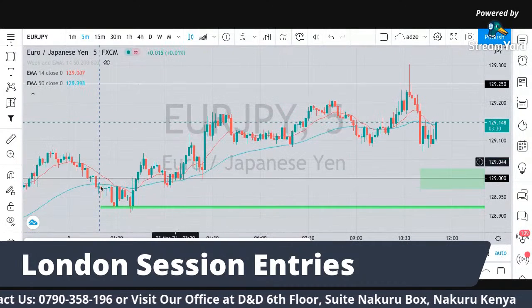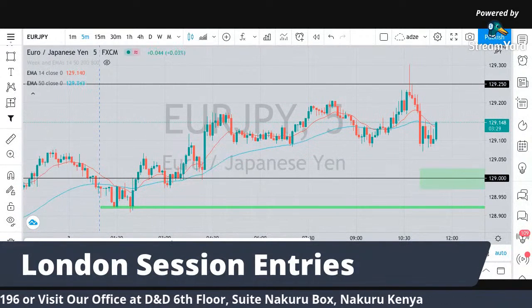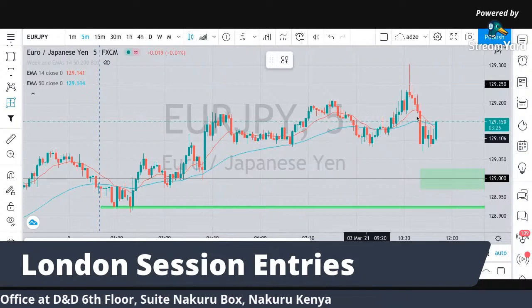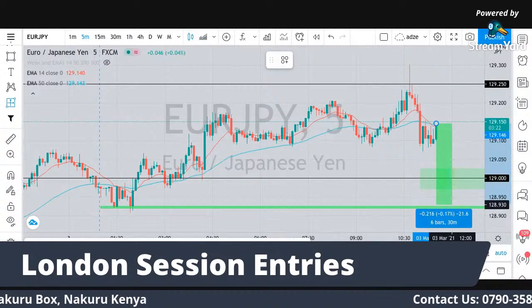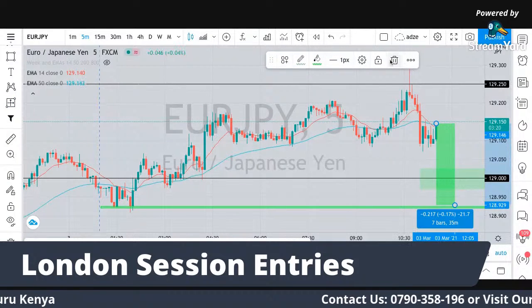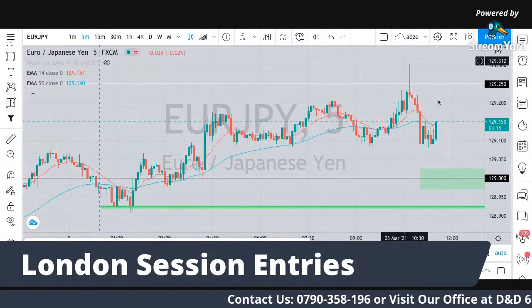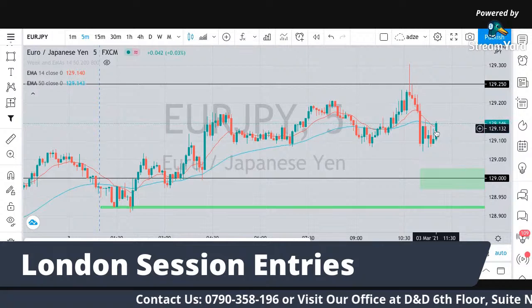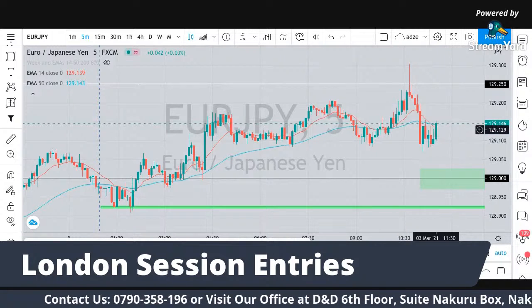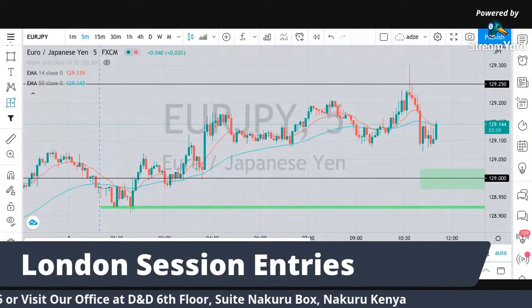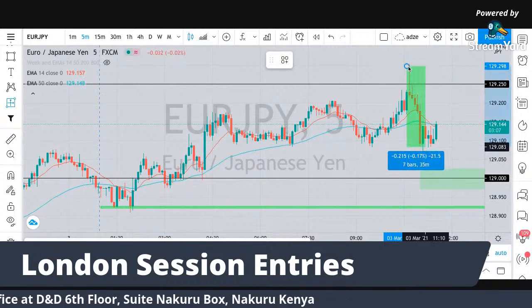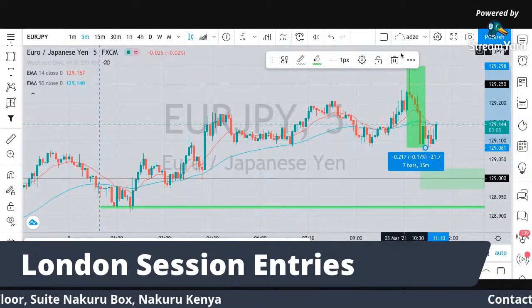I'm seeing a possible quick scalp in EJ. Maybe 10 to 20 pips. That's possible, but I'm waiting to see how price closes, to see if there's momentum. There's a small momentum, not a big one. This one is like 20 pips.